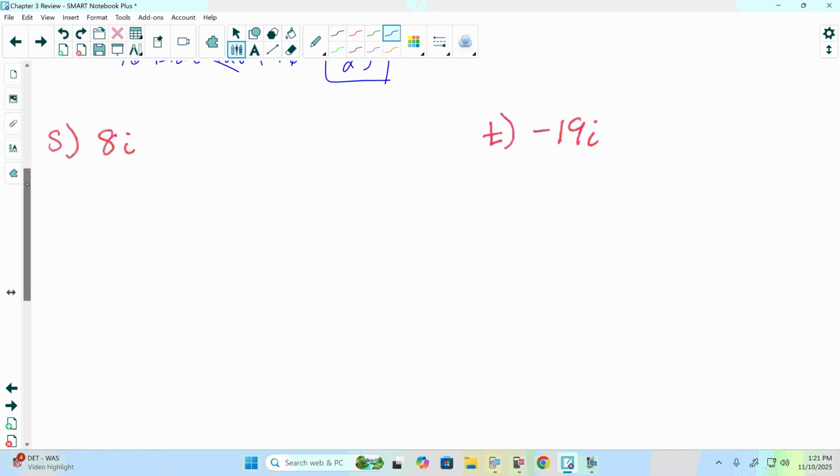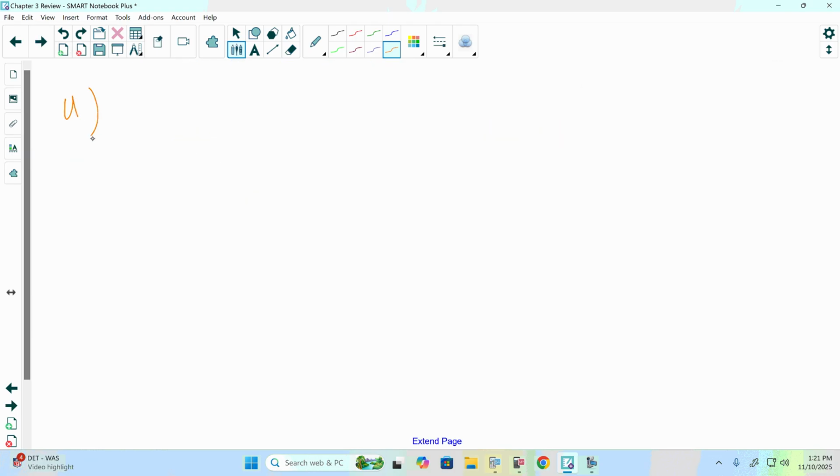So really, let's look at S. The complex conjugate would be negative 8i. 8i times negative 8i would be positive 64. We feel comfortable with this here, yes? Let's do one more. I'm going to add U.